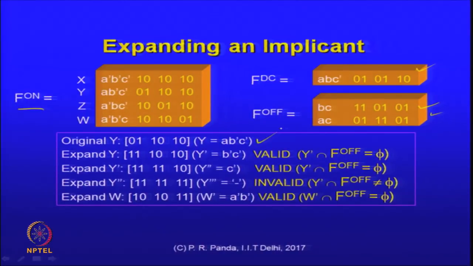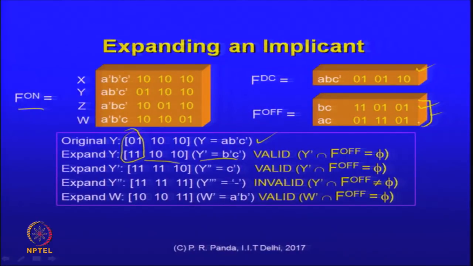Since I picked up the y, say for expansion, let me expand y along the a direction, that would lead to the 0 1 becoming a 1 1. Correspondingly, that would lead to the new expanded implicant being y prime, where a is dropped, I have just b prime c prime. I have to check the validity of that new cube. This is the representation. I have to intersect it against all the cubes in the offset.